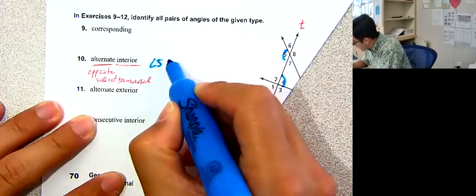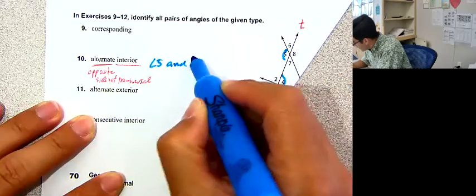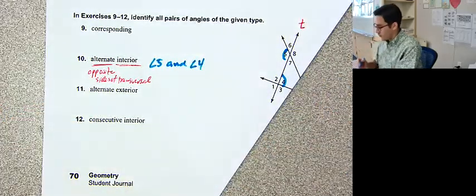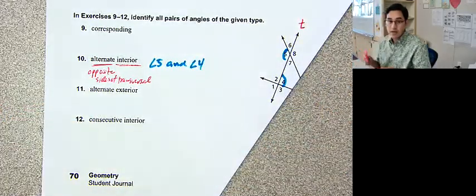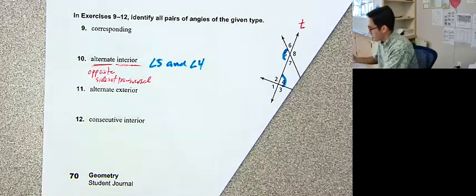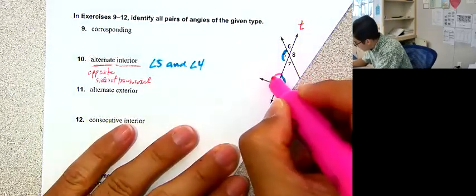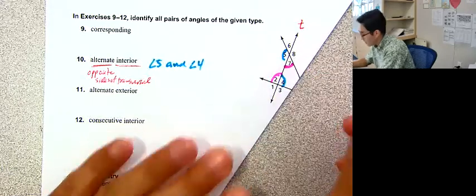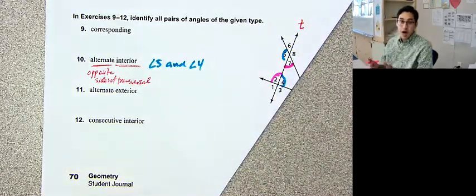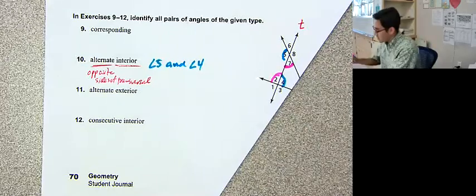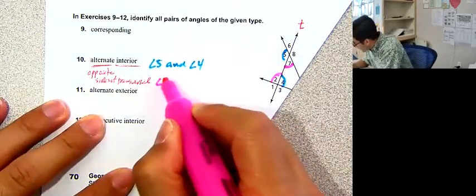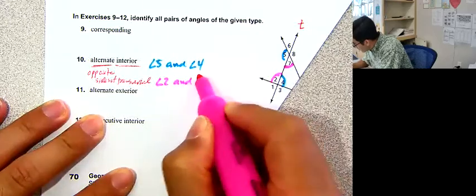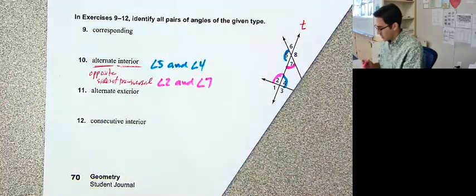They're on opposite sides of the transversal, and they're inside the other two lines. So angle 5 and angle 4. There's another pair of alternate interior angles, and that would be angle 2 with angle 7. 2 and 7 are on opposite sides of the transversal line, but they're inside the other two lines. Angle 2 and angle 7, alternate interior.